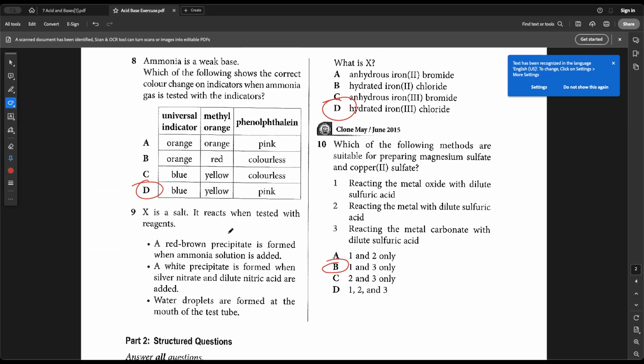X is a salt that is reacted when tested with reagents. A red brown precipitate is formed when sodium hydroxide solution is added. A white precipitate is formed when silver nitrate is added. Water droplets are formed at the mouth of the test tube.